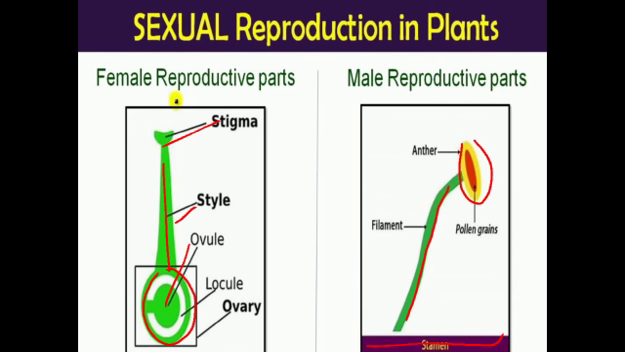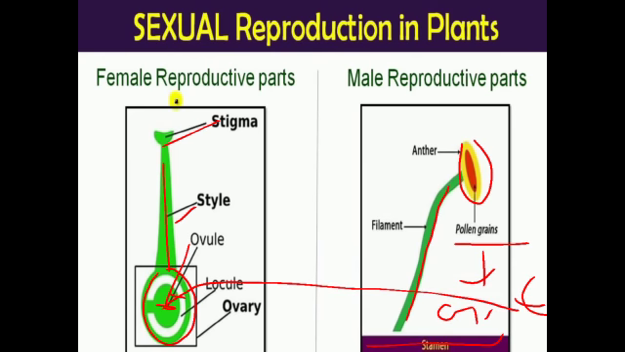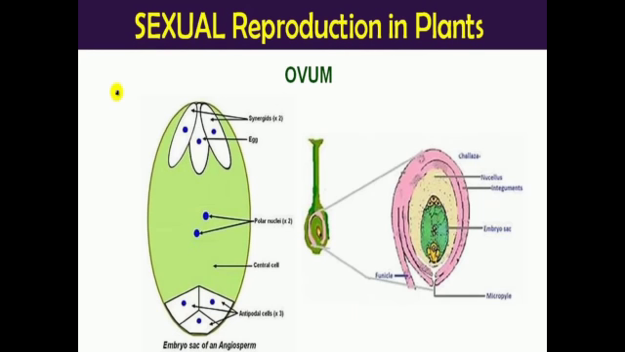Then these pollen grains produce male germ cells, and these male germ cells fuse with the female gamete. In the ovule, female gamete is present, and these male germ cells which are produced by the pollen grains fuse with the female gamete, and it produces the zygote, and this zygote is capable of growing into a new plant.